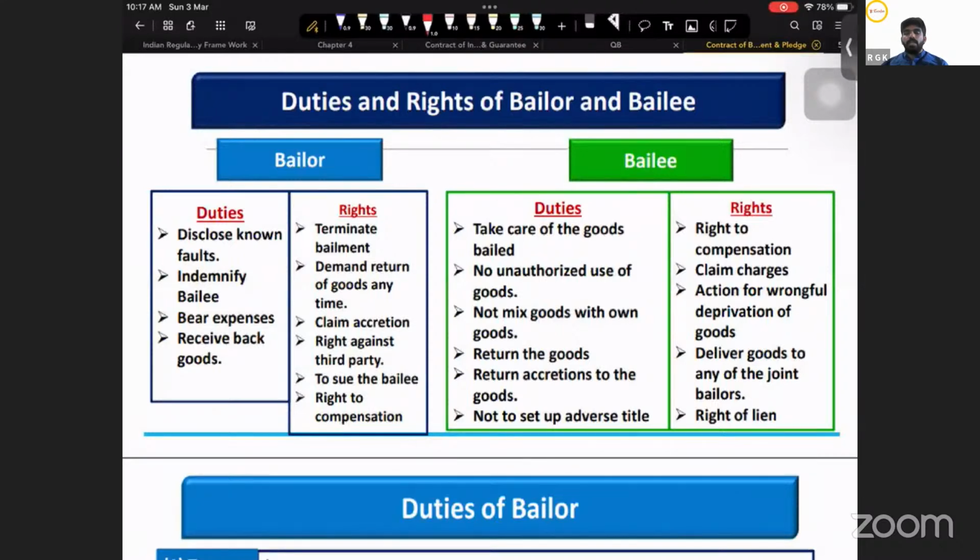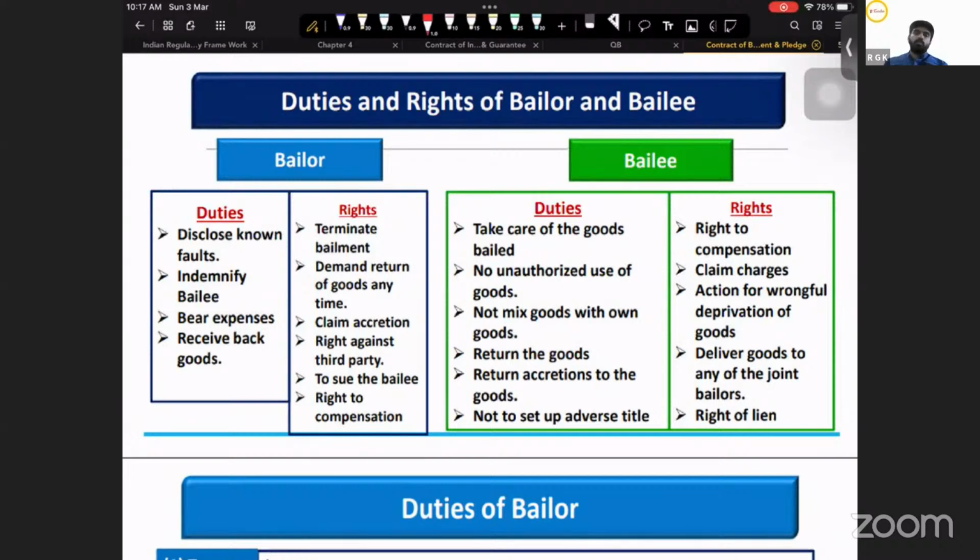Indemnify bailee. Indemnify bailee will happen in two ways. One, if the bailer bails out the goods without any entitlement to bail them out, and the original owner sues the bailee, then the bailee shall ask for compensation from the bailer.